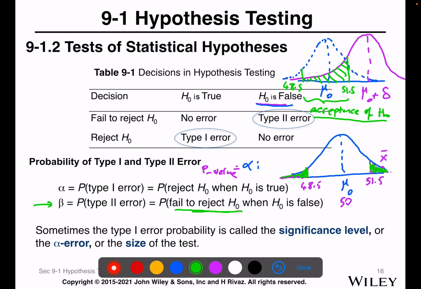Wouldn't it be also the part of the blue curve that is inside the purple? Say it again. Wouldn't it be also the part of the blue curve that is inside the purple? Like, oh, this part? You mean this part? Yes. So the question is, doesn't type 2 error include this area under the blue curve? That's a very good question.